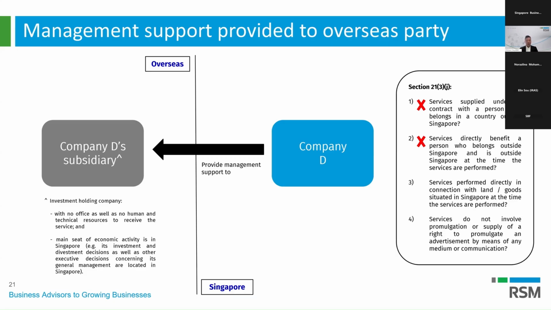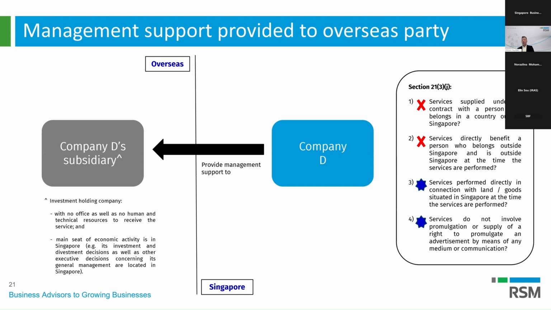So what about condition 3? Services performed directly in connection with goods or land outside Singapore. At this juncture, there is no goods or land in discussion, so obviously we will be able to satisfy this condition. And last but not least, the services do not involve promulgation or supply of a right to promulgate an advertisement. We are providing management support, and assuming there are no advertising content related services, this condition will be satisfied.